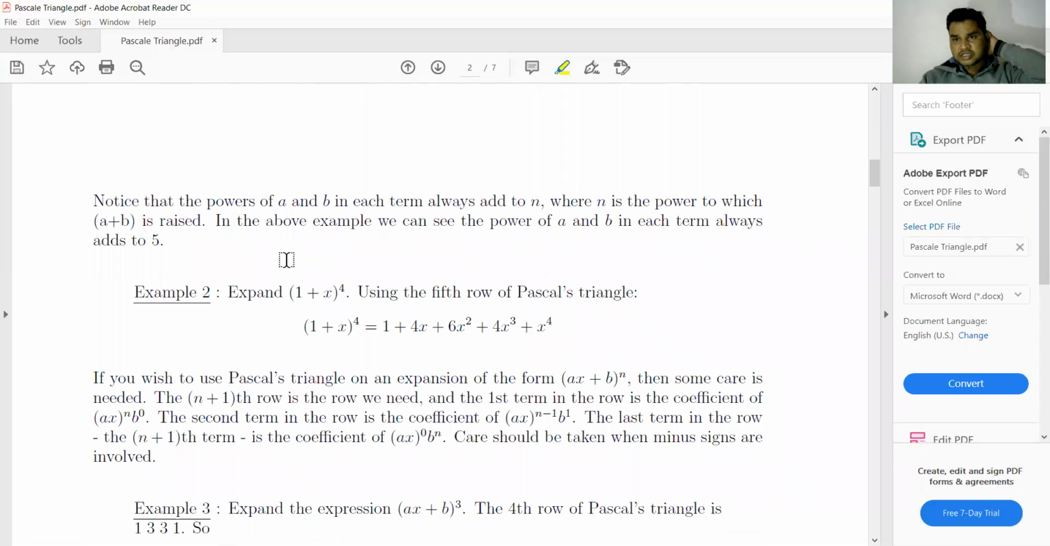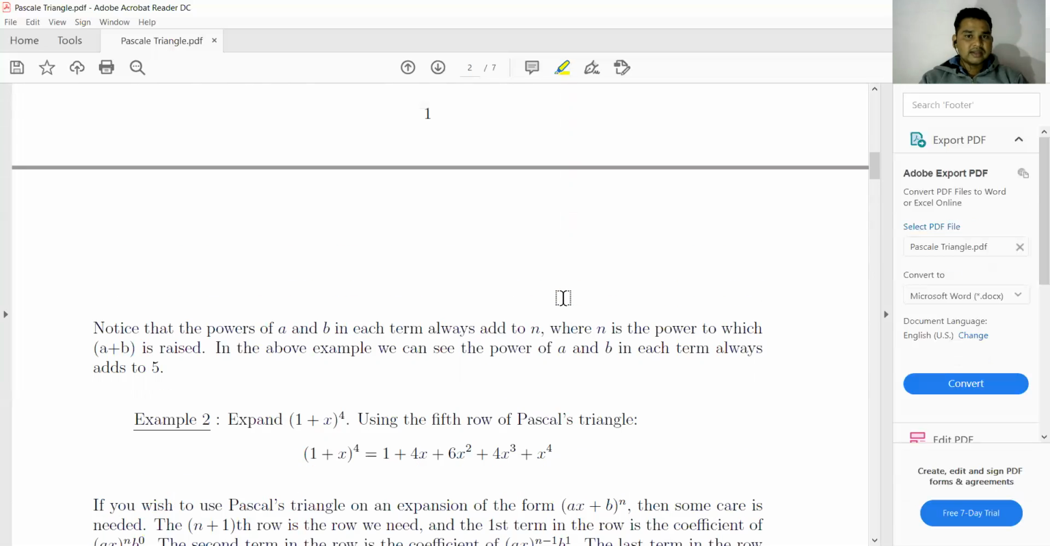Now here the question is: expand 1 plus x raised to 4 using the fifth row of Pascal triangle. Using the fifth row of Pascal triangle, what are the entries in the fifth row?